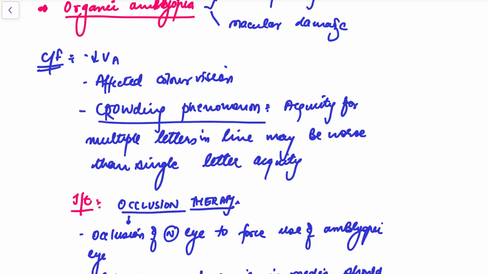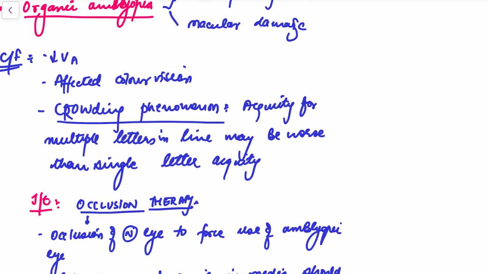Of course, there will be decreased visual acuity in amblyopia, affected color vision will be present, and there will be crowding phenomena. So what is the crowding phenomena? It is that the acuity for multiple letters in a line may be worse than single letter acuity. So what does it mean? We all have heard about Snellen's chart. So what is there exactly in the Snellen's chart?